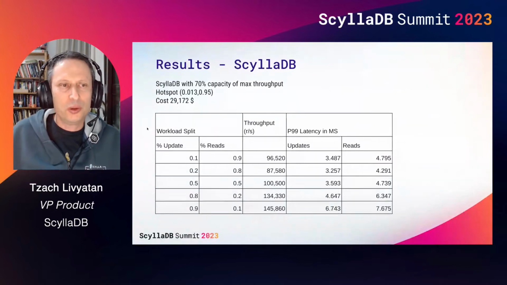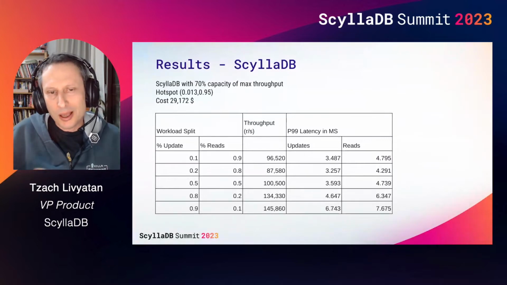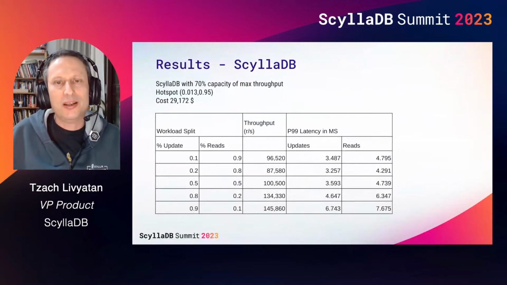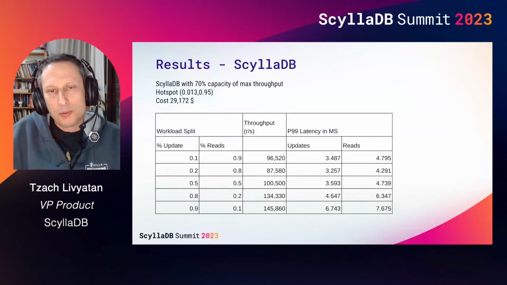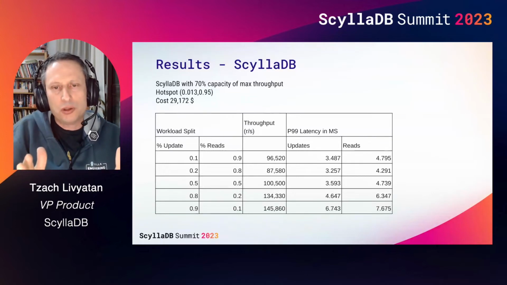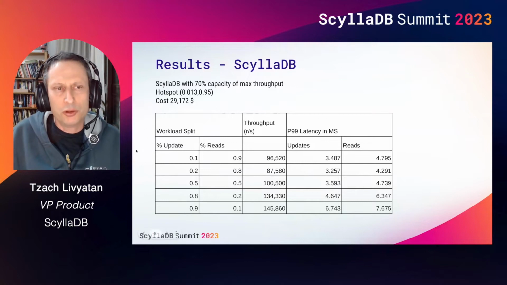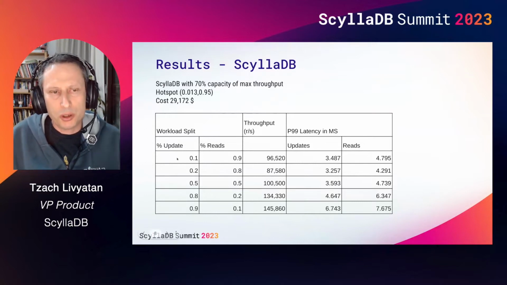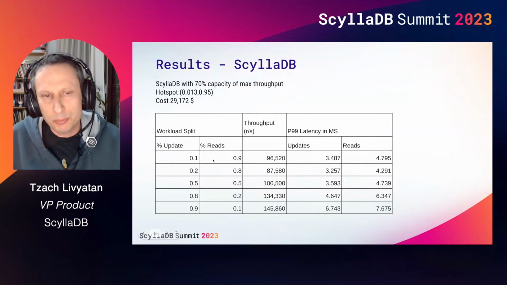We tested here with hotspot distribution. Hotspot distribution tries to mimic a realistic use case where you have a lot of partitions, but only a portion of them is busy at any time, or all of them are busy, but the hotspot, as it's called, is busier than the others. And we tested with different ratios of reads versus writes. For example, the first row here represents updates of 10% and reads of 90%.